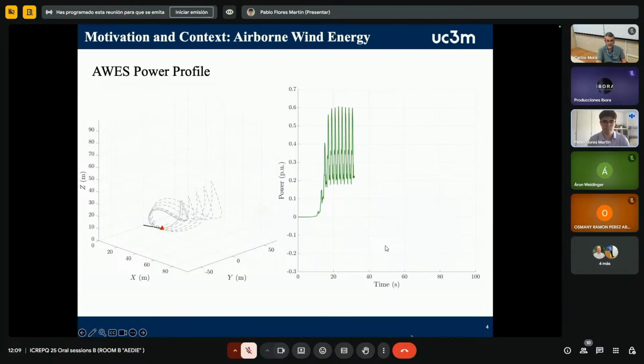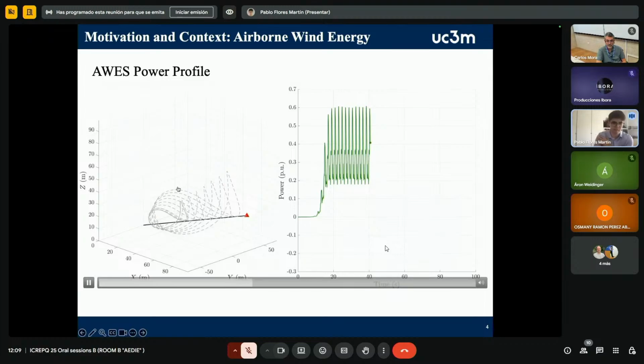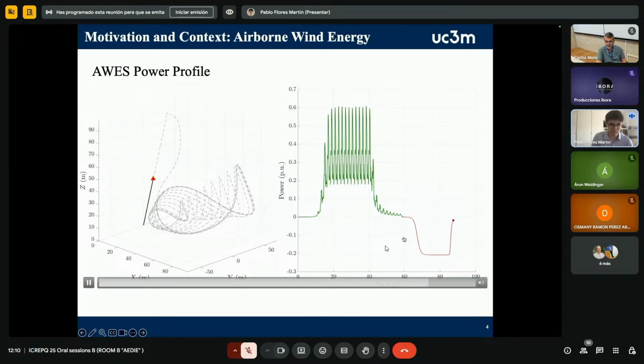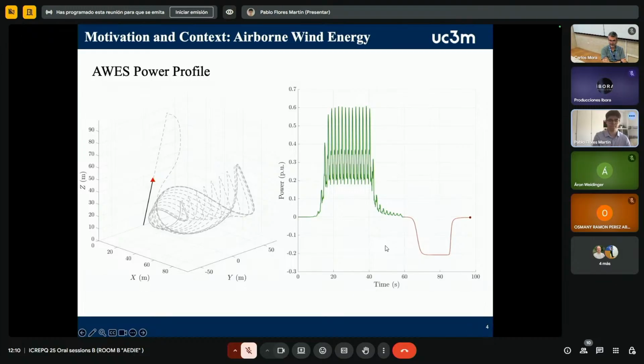You'll notice that the power output isn't constant. There are generation peaks during the straight segments and generation valleys when the kite turns. Once the tether reaches its maximum length, the system transitions into the reel-in phase. At this point, the kite moves out of the wind path to reduce resistance, and the generator acts as a motor to reel the tether back in. And during this phase, the motor consumes power.